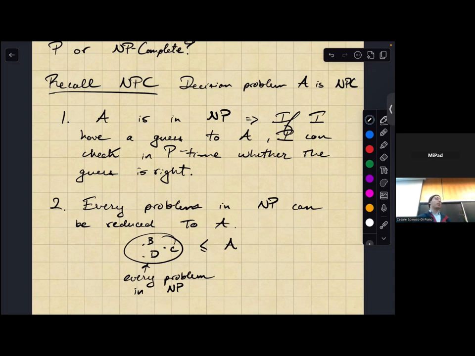The problem is in NP, so you can check in polynomial time, and it's at least as hard as all other problems in NP. So usually we just say that that means that it's NP-hard. Okay, so that's the quick recall of the definition. Now, let's come back to the example. I wanted to first recall the definition and then come back to the example.